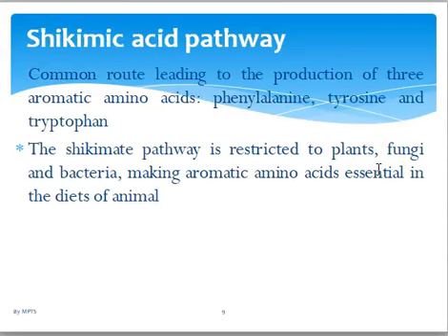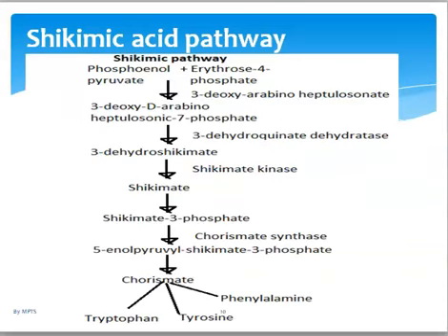Let me briefly talk about the shikimic pathway. This is a route which occurs in plants and fungi and leads to production of aromatic amino acids such as phenylalanine, tyrosine, and tryptophan. The pathway is like this. All these are products of either the Calvin cycle or other pathways, and we produce tryptophan, tyrosine, and phenylalanine.